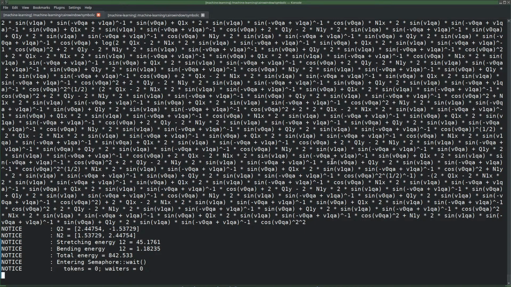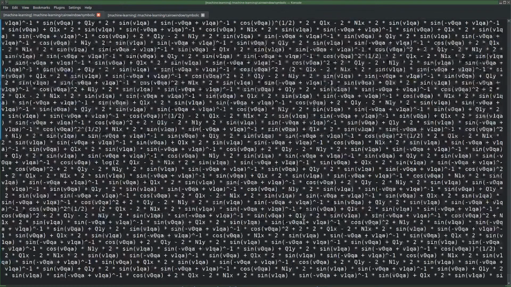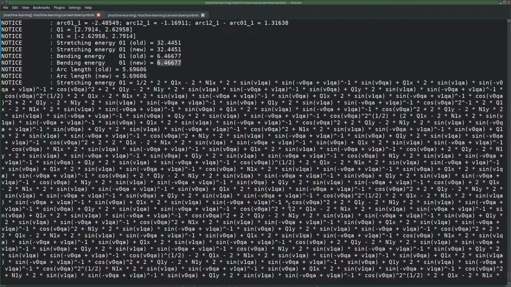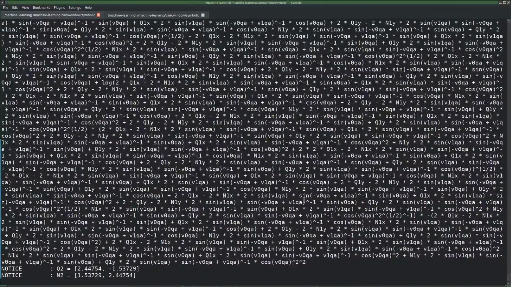A month of pages? No, this is just my stretching and energy formula, calculated by my code, because I didn't want to type all this. I spent a whole month on symbolic programming and stuff.